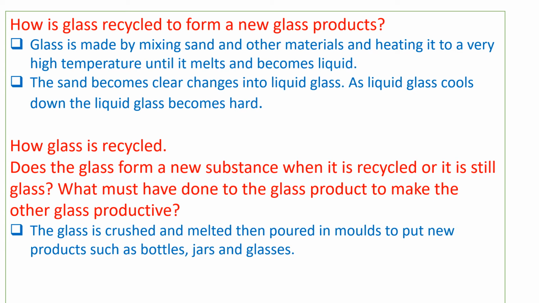Does the glass form a new substance when it is recycled, or is it still glass? What must have been done to the glass product to make other glass products? The glass is crushed and melted and then poured into molds to make new products such as bottles, jars and glasses. So we can recycle the glass, put it into molds, and then make new products from that, like bottles, jars and glasses.